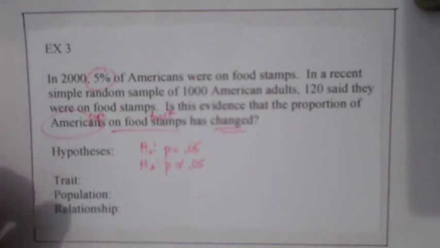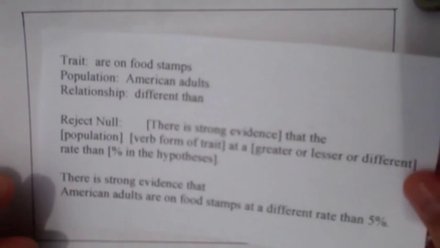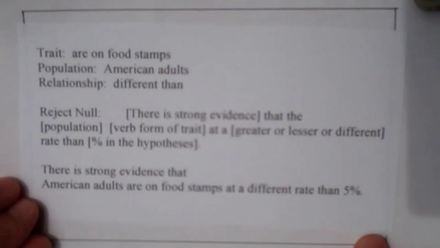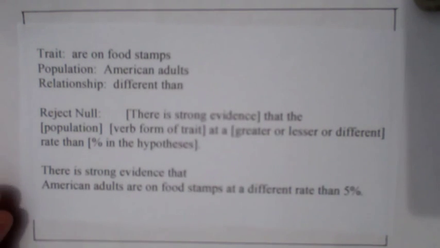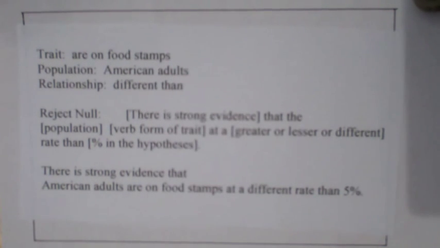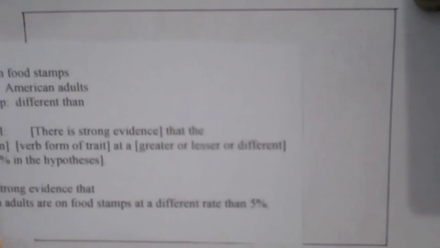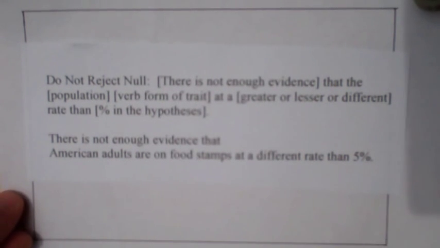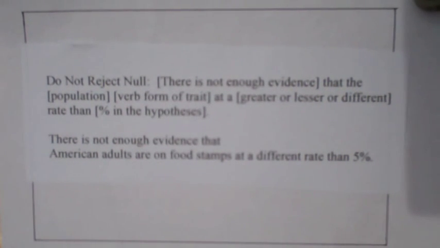So our sentences, depending on whether we end up rejecting or not. If we reject, we would say there is strong evidence that American adults are on food stamps at a different rate than 5%. If we do not reject the null, then we would write there is not enough evidence that American adults are on food stamps at a different rate than 5%.